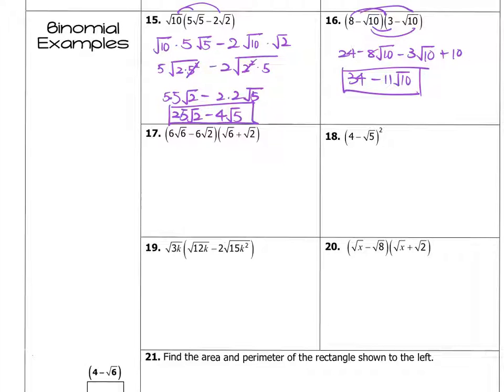Let's do one that's a little bit more challenging. They're actually pretty much the same. Over here, you can either use this property, a plus b squared, perfect square, or you can simply just expand this, 4 minus root 5 times 4 minus root 5. It's the same thing here. Okay? I think that's it.